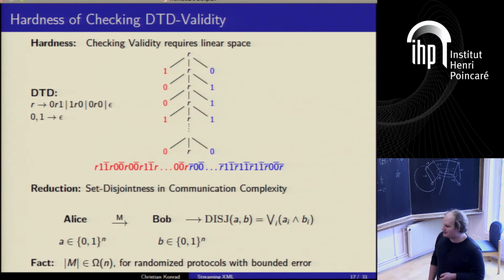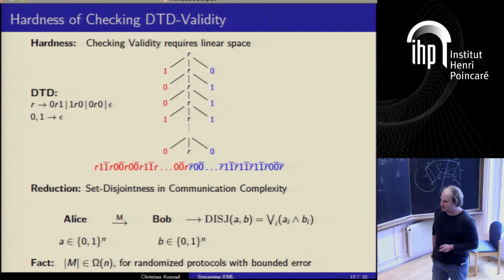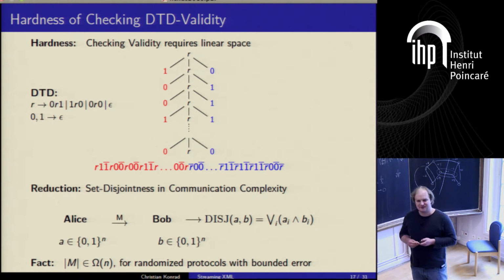And in fact, this is just an encoding of the set disjointness problem for this XML validity problem. In set disjointness, we have two players, and we heard it a couple of times already in this workshop. This problem is known to be hard: essentially in one pass, every algorithm requires a linear amount of space, and even multiple passes don't help much. So the validity problem is clearly very hard to deal with.